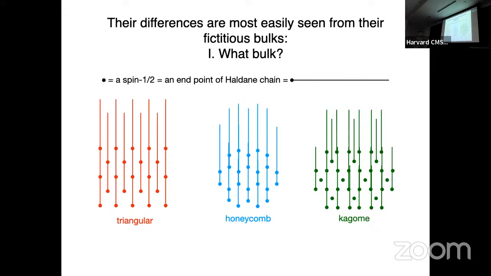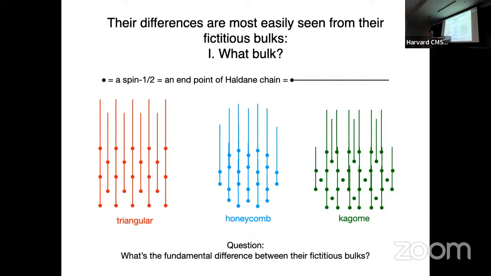Is it one Haldane chain per unit cell or one Haldane chain per site? Per site. Oh, okay. And maybe the Kagome is missing. It's okay. There's supposed to be some Haldane chains, but maybe I missed it.